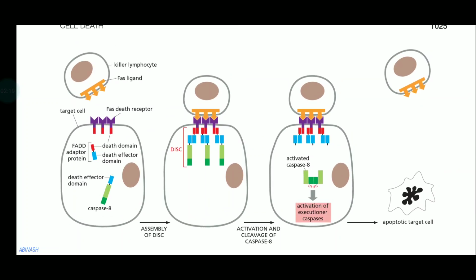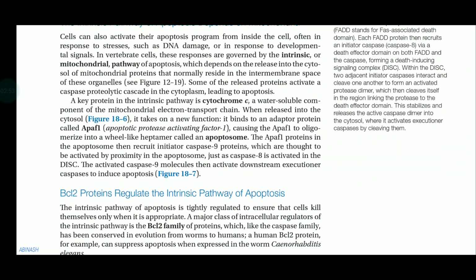Here is the killer lymphocyte Fas ligand, as I have told. This is the Fas receptor, which causes trimer formation that causes the activation of the death domain of the effector. This is how the activated caspase 8 causes the activation of the executor caspase, like caspase 3, 6, 7, 10, and this causes the apoptosis of the target cell, as shown in the picture.